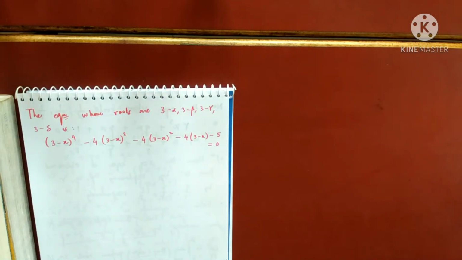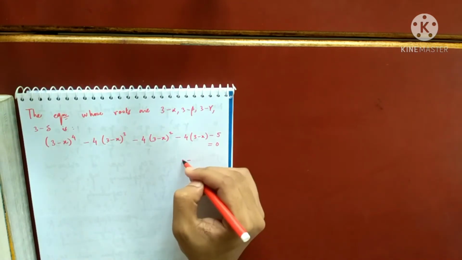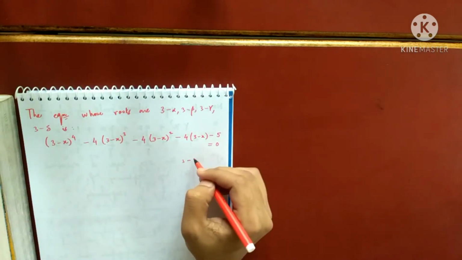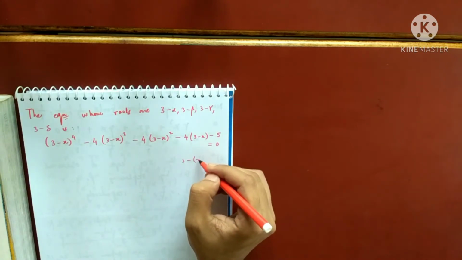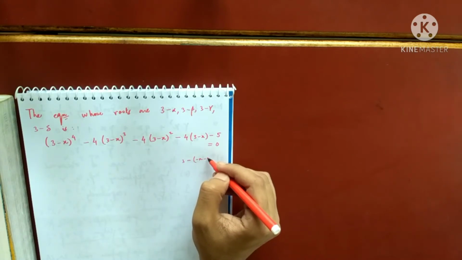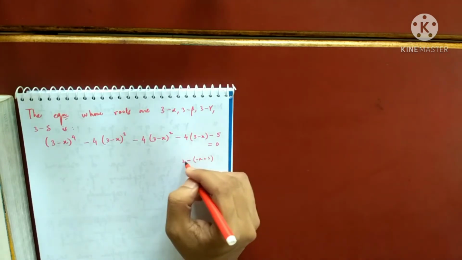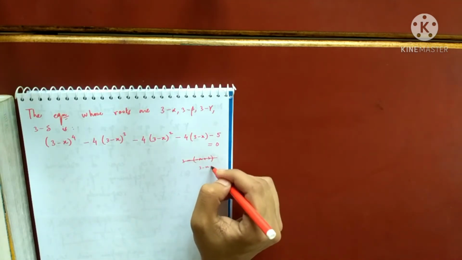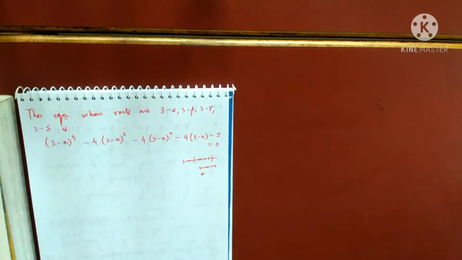So either you use synthetic division, but be very careful while using the synthetic division. Here you have to replace x by 3 minus x in simple words. That means you will divide by 3 minus x equals to 0, or in simple words, you will divide by 3 only.